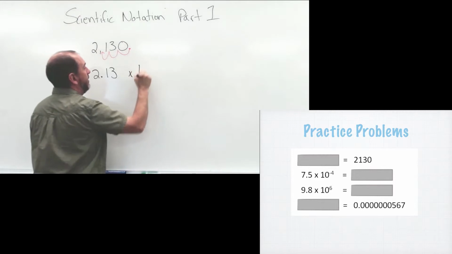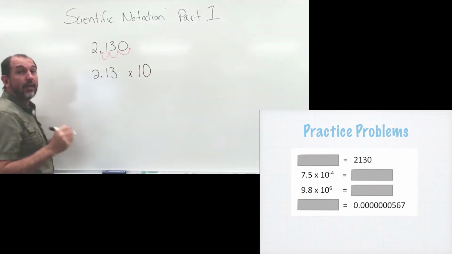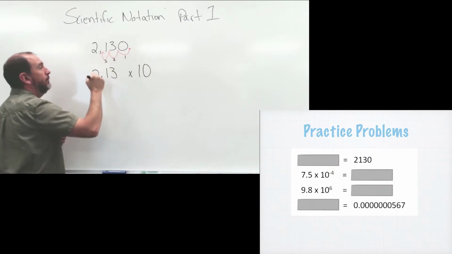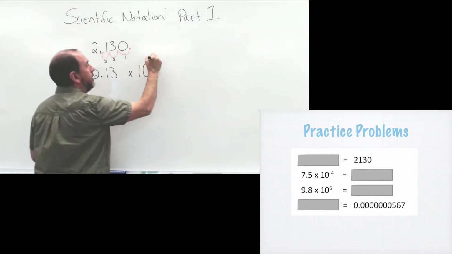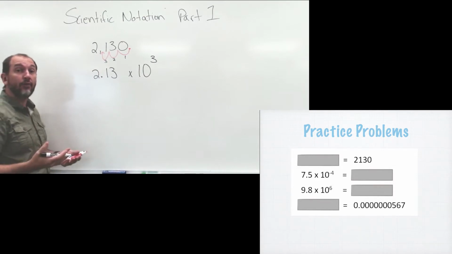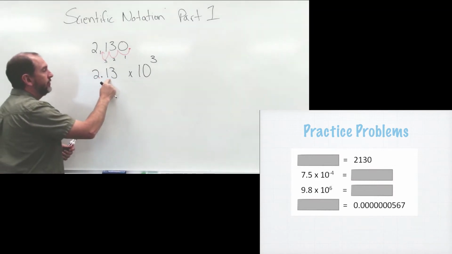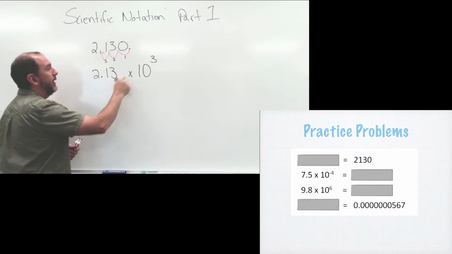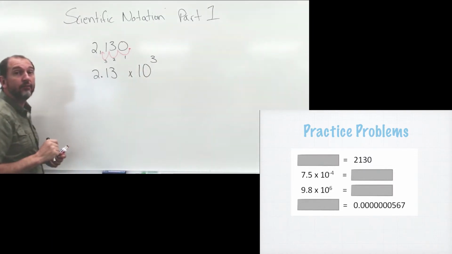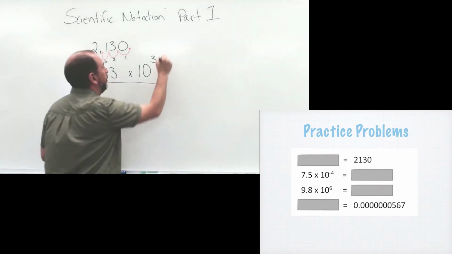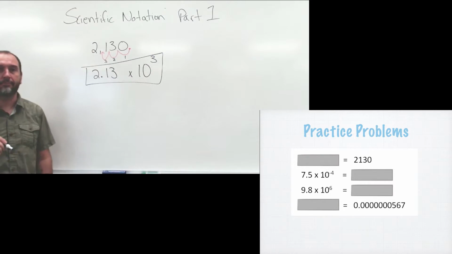We have to add the times 10. And now we have to think about, I moved the decimal 1, 2, 3 places. So this power is going to be 3. Now let's just double check whether it should be positive or negative. In this case, I want to move the decimal to the right to make it a big number. If I want to move it to the right, that's going to always be positive. So this is the correct answer for number 1.